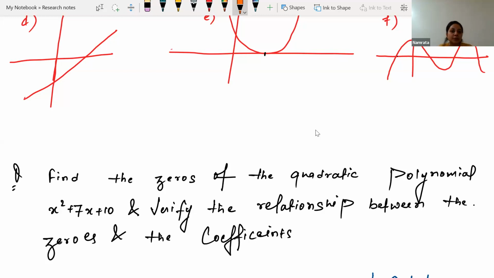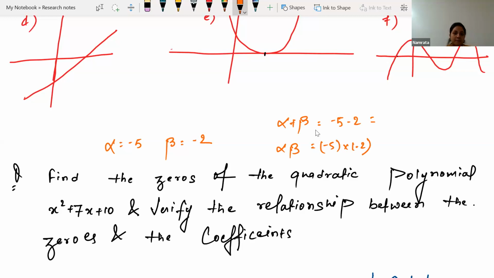Are you having pen and paper in front of you? Yes, ma'am, I'm doing it. Okay, do it. Ma'am, alpha is -5 and beta is -2. Okay, you got alpha -5 and beta -2. All right. Now, sum of the roots, you said, and product of the roots, you said. Sum of the roots means -5 plus -2. Product of the roots means -5 times -2. That should be equal to what?